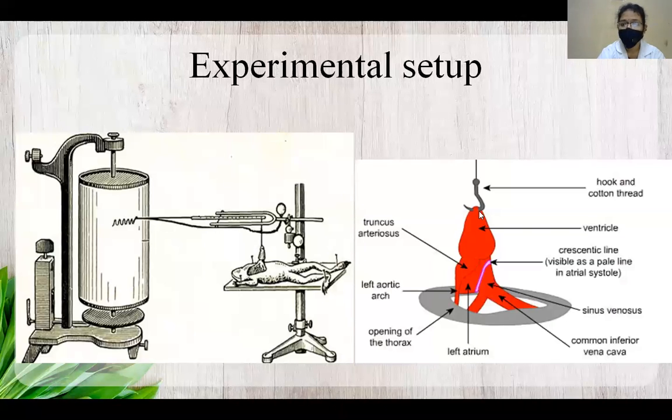This is how the hook is attached to the tip of the ventricle. The most important thing to take care of is that when you attach the hook to the tip of the ventricle, you do not perforate it. Otherwise the blood will come out and the experimental findings would not be as correct as we want. At the same time, we should see that the heart doesn't dry up at any point during the experiment. This is a typical experimental setup required during the amphibian practicals.